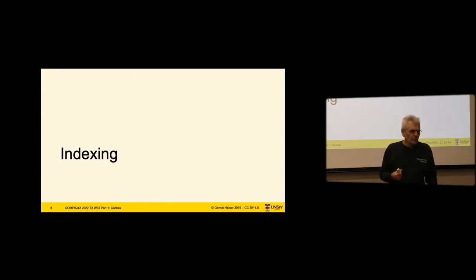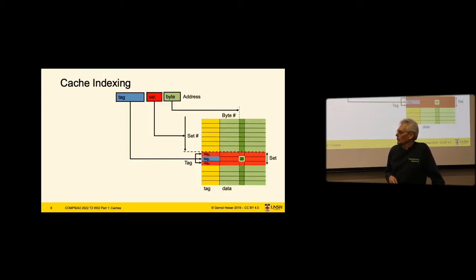Where it gets interesting now is how the lookup actually works on the cache, what we call indexing. So the cache is basically an array of cache lines. We already said the cache is organized in lines, the unit of allocation as well as transfer to memory is the line. So it's basically a bunch of lines and it's an array of those. And we distinguish inside the cache between lines and sets.